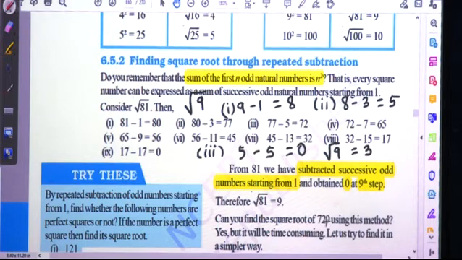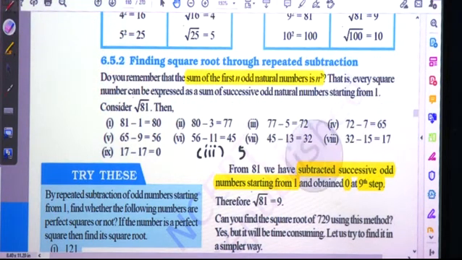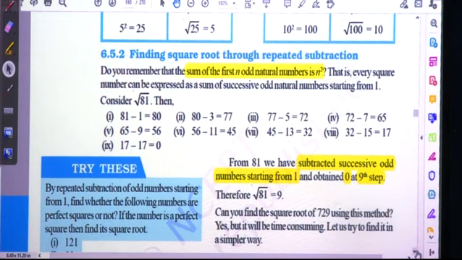I hope you are understanding this. Whatever is explained here, under root of 81, square root of 81, in this way we tried to calculate square root of 4, square root of 9.